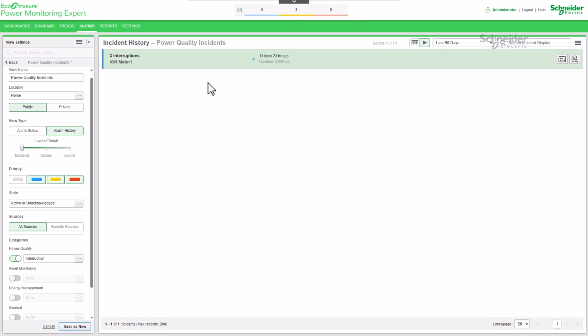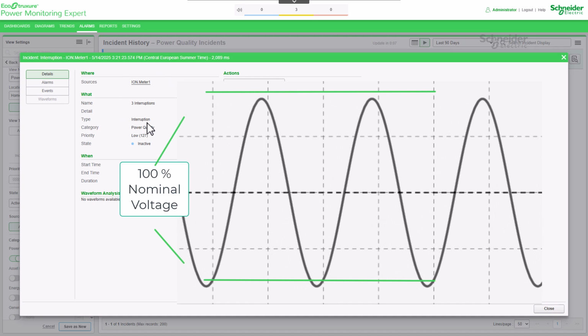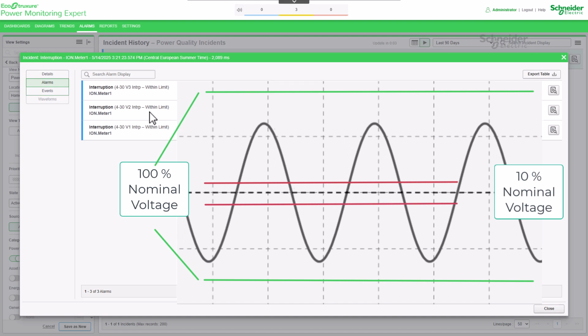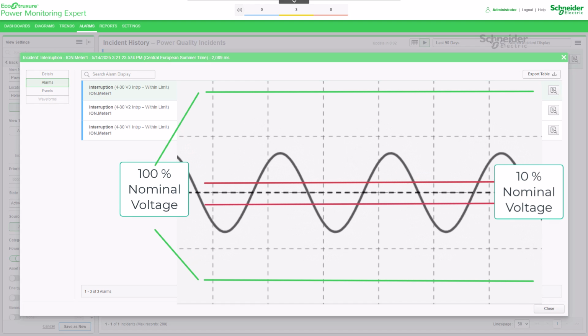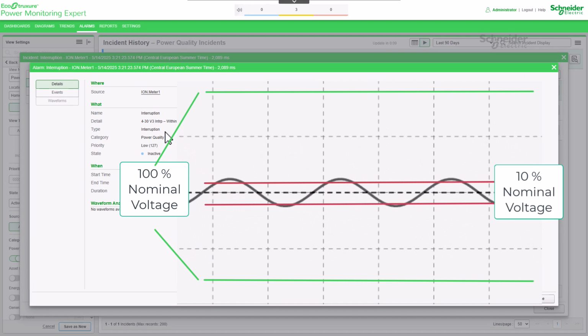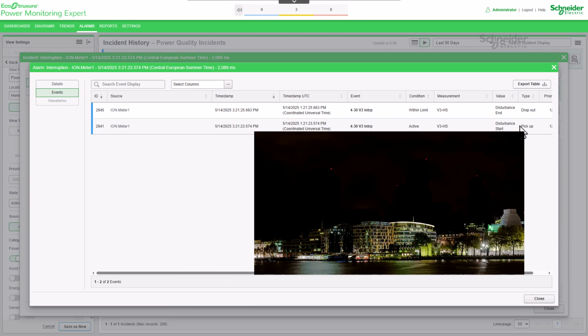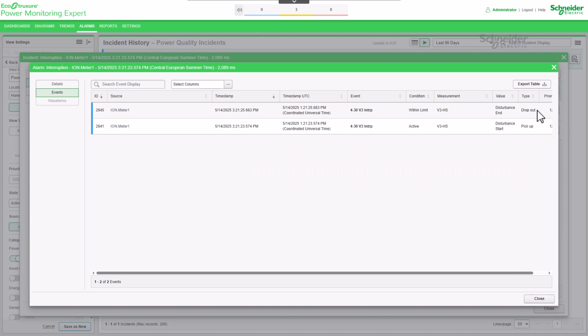Now let's imagine that one or more of the phases of our voltage drops below 10% of the nominal voltage. This is called an interruption. Its duration is between half a cycle and 1 minute. Interruption is the power quality problem with the most perceivable effect on facilities. It generally affects the industrial sector, particularly the continuous process industry.